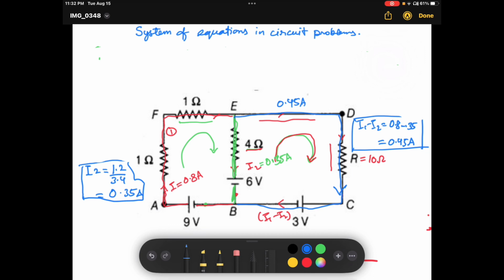And all of these numbers came out to be positive. That means the current directions that we had assumed initially were correct. If those came out to be negative, then we would say that the current is flowing in the opposite direction of what we chose. So this is an example of an actual application in physics of a system of equations.